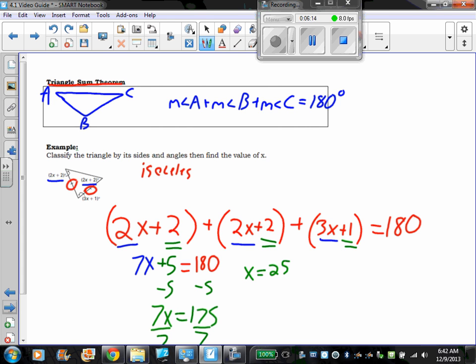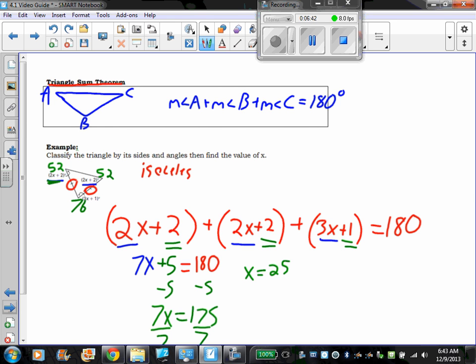So, what that means then is this angle up here and the one next to it is going to be 2 times 25 plus 2. That's 50 plus 2, so 52. This one over here is also 52. If we add those together, we get 104. 52 plus 52 is 104. And 180 minus 104 gives us 76. So that's the size of this angle.